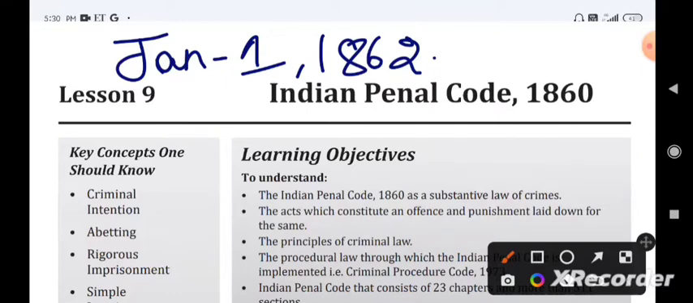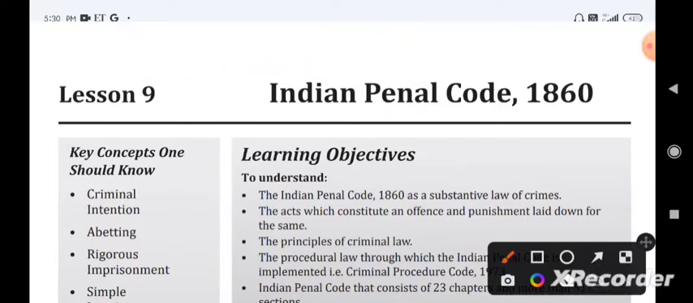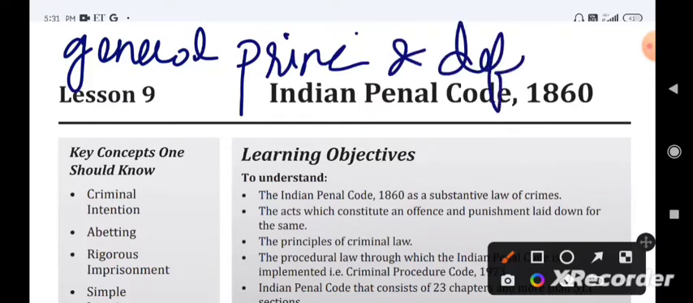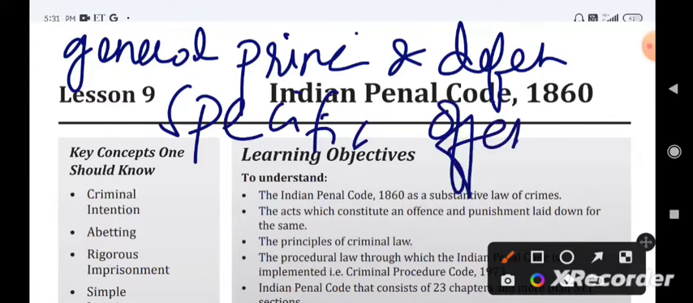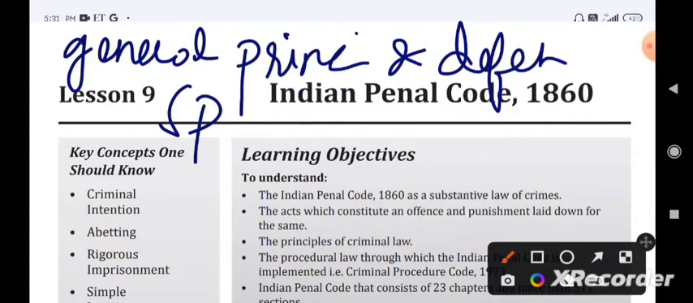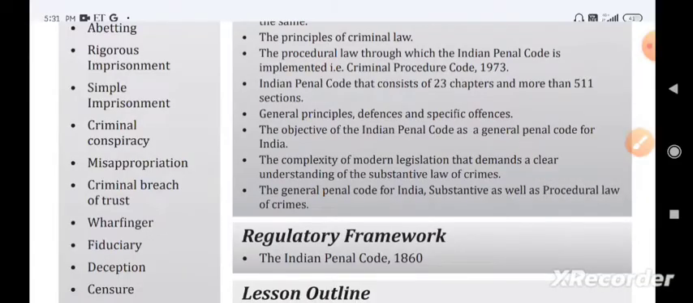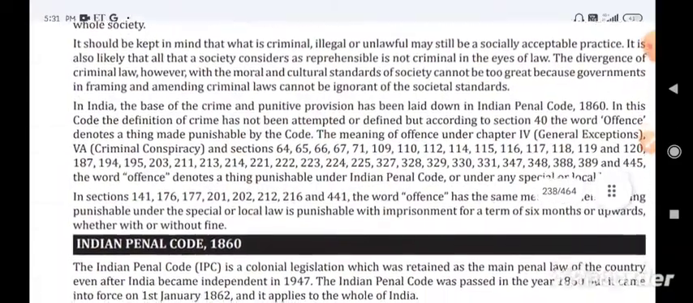Under general principles, we have two types: firstly, general principles and defenses, and the second one is specific offenses. These are the two forms of the IPC. Next we have the jurisdiction of the IPC 1860. What is the jurisdiction of the IPC?